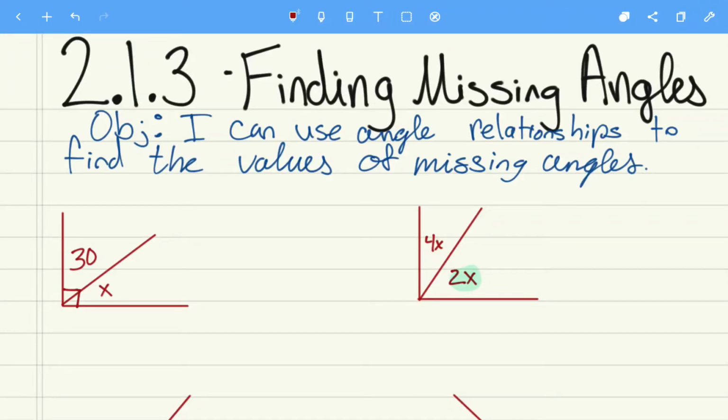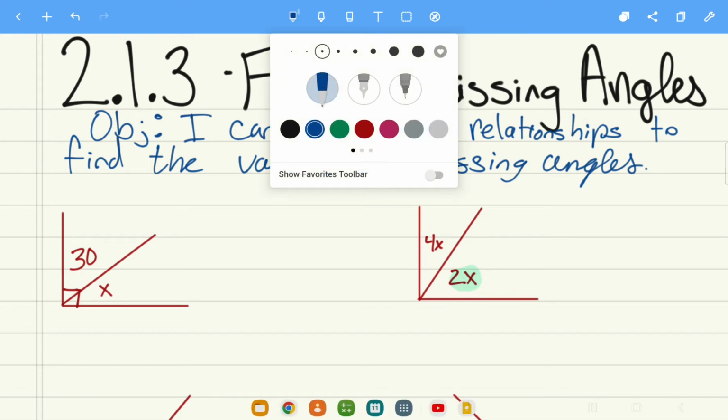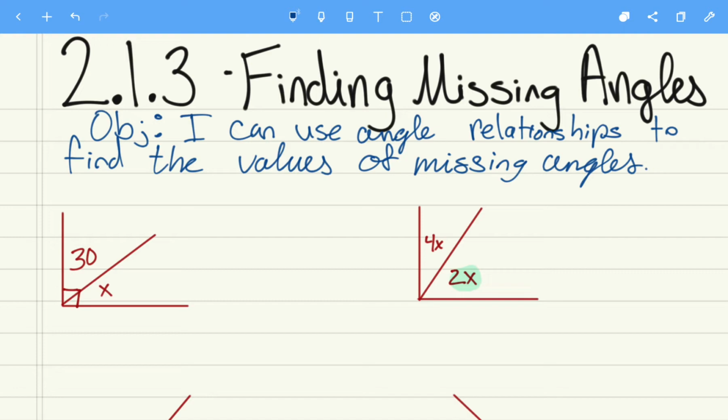Today we are covering Objective 2.1.3, Finding Missing Angles. So the objective for today is that we can use angle relationships to find the values of missing angles. So we're going to be working with complementary angles, supplementary angles, and all the angle relationships when we have a transversal crossing parallel lines. Let's go ahead and get started.